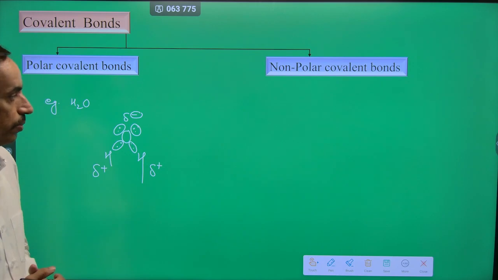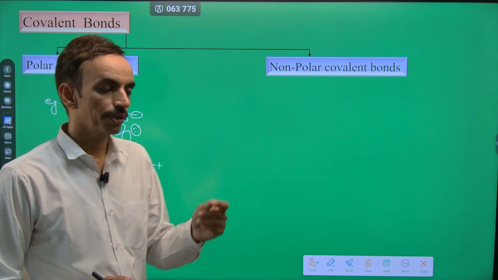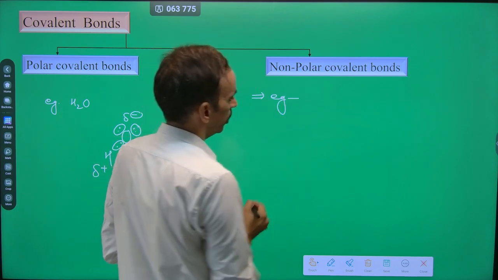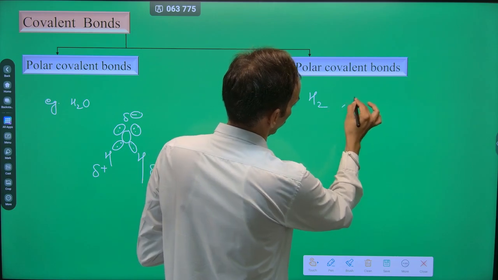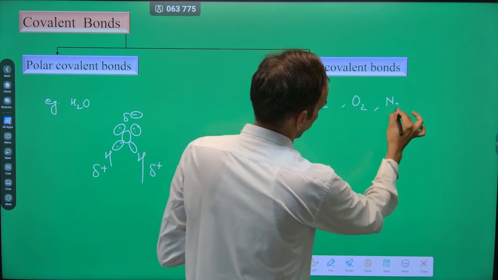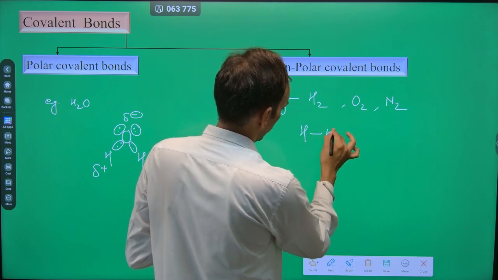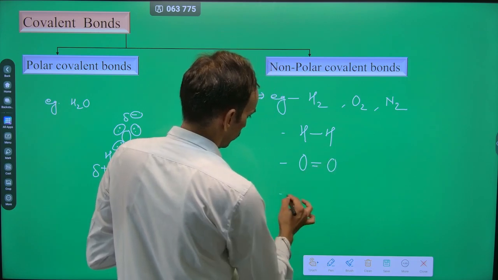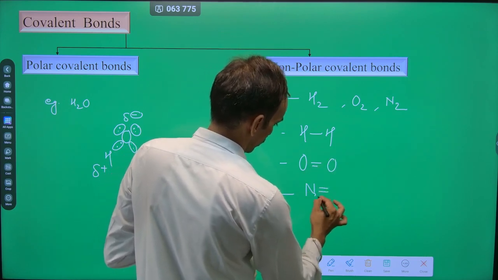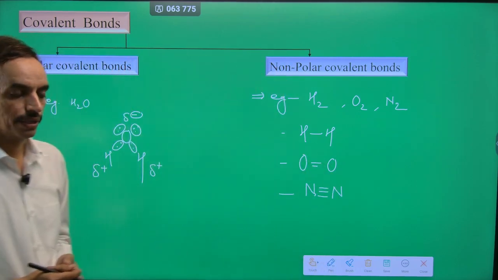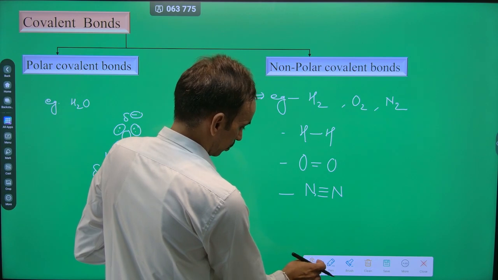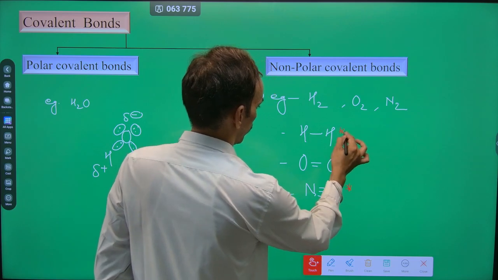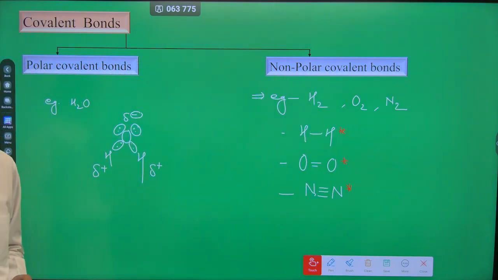While in the non-polar covalent bond, the electronegativity of the two atoms involved in the bonding is the same. Examples of non-polar covalent bonds are H2, O2, and N2. H2 has a single covalent bond, oxygen has a double covalent bond, while nitrogen has a triple covalent bond. As for strength, the maximum strength is of the triple covalent bond, followed by the double and then the single covalent bond.